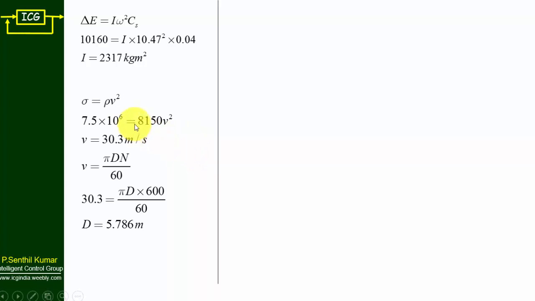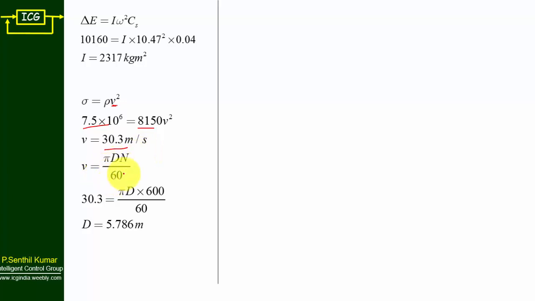Next, I'm going to find a few other parameters like mass, breadth, thickness. For that I'm going to use this formula. Shear stress tau is equal to rho v squared. Here v represents velocity, not volume. Tau value is given, the allowable shear stress, and density 8150 is also given. From that I can find velocity. When you rearrange, you will get velocity as 30.3 meter per second.